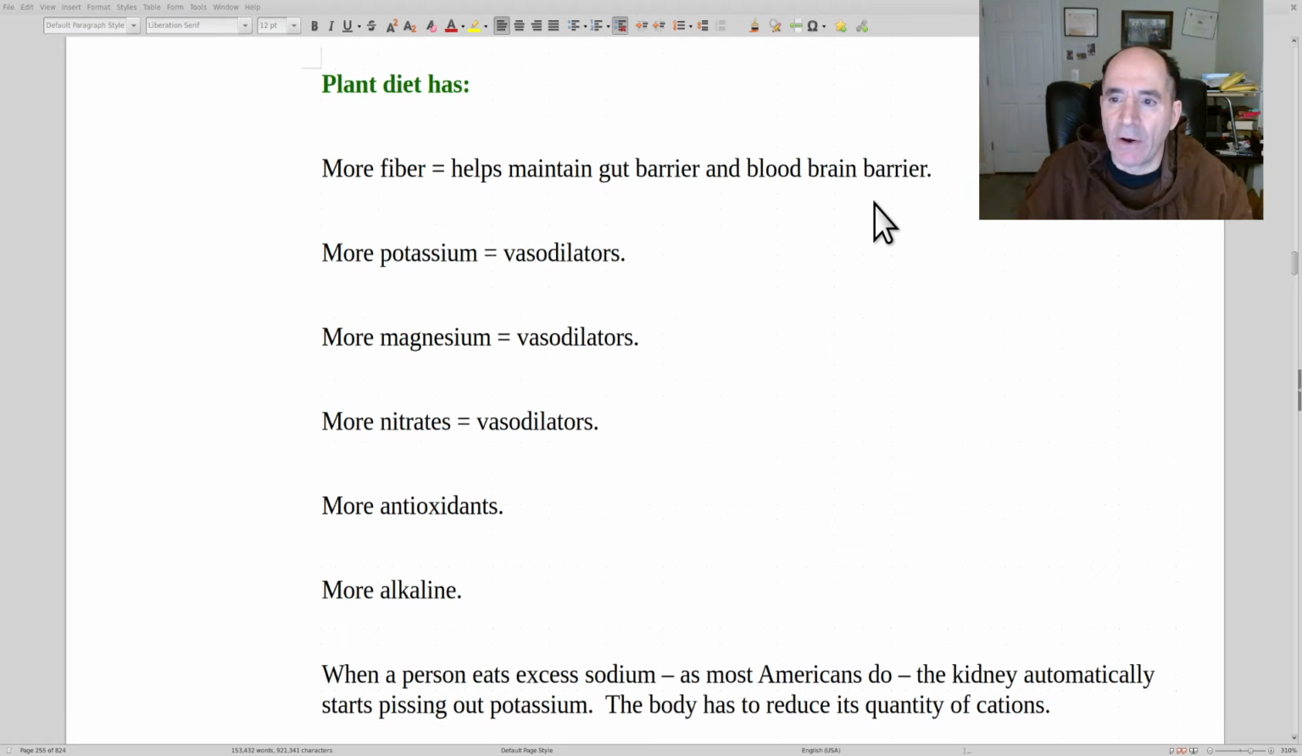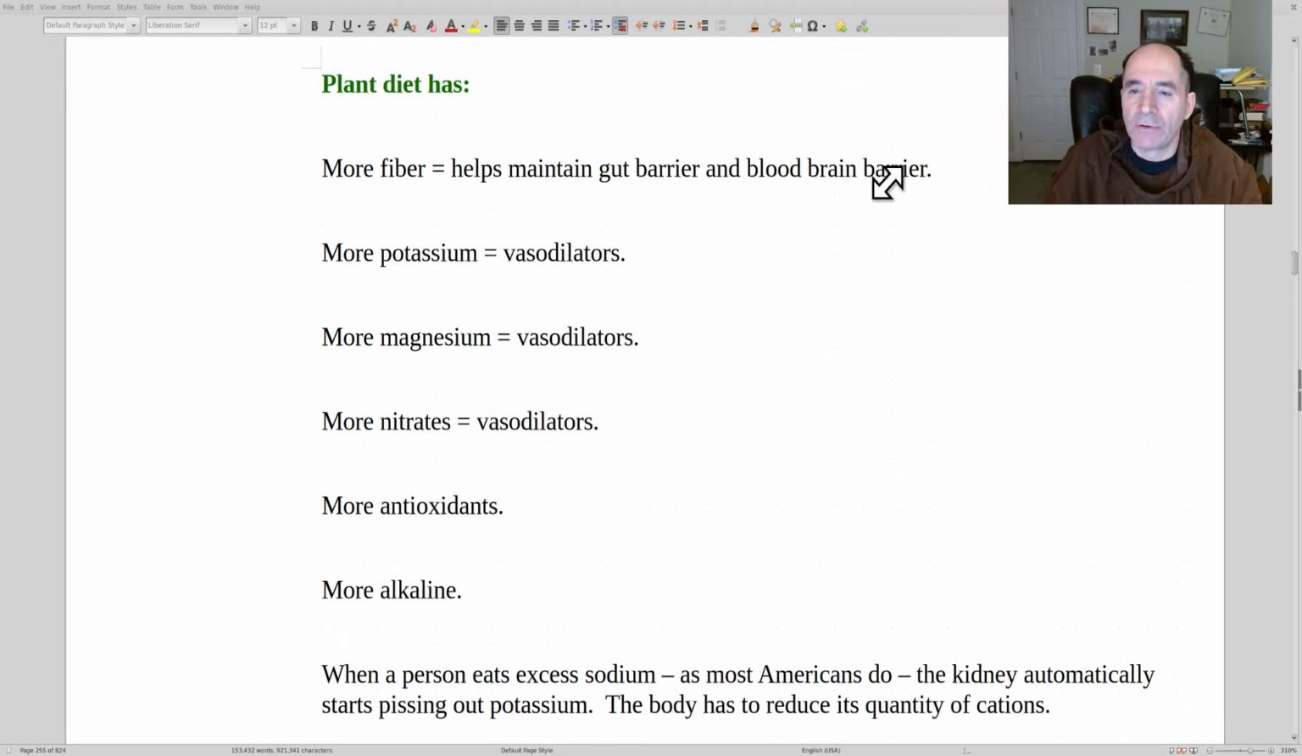So like I said, I don't have anything else about this vegan diet except that it works. It's what humans are designed for. And basically, the more you study it, the more obvious it becomes. Plant foods basically have all the good stuff. They got more fiber, which maintains your gut barrier so you don't get leaky gut, and maintains your blood-brain barrier to protect your brain from toxic chemicals that are in the blood transiently after eating meals, for example.